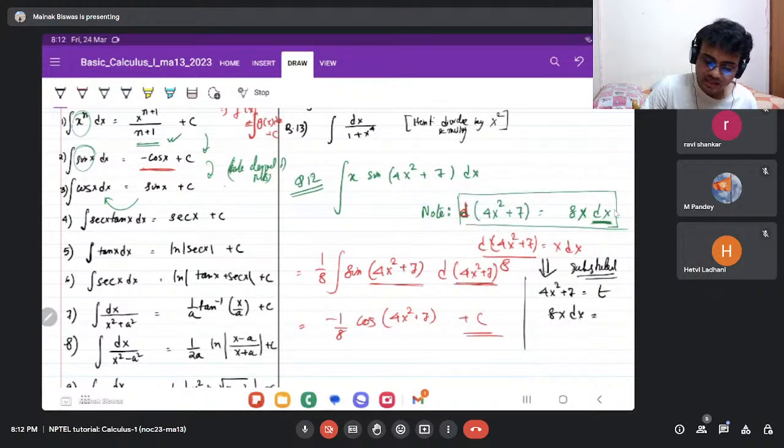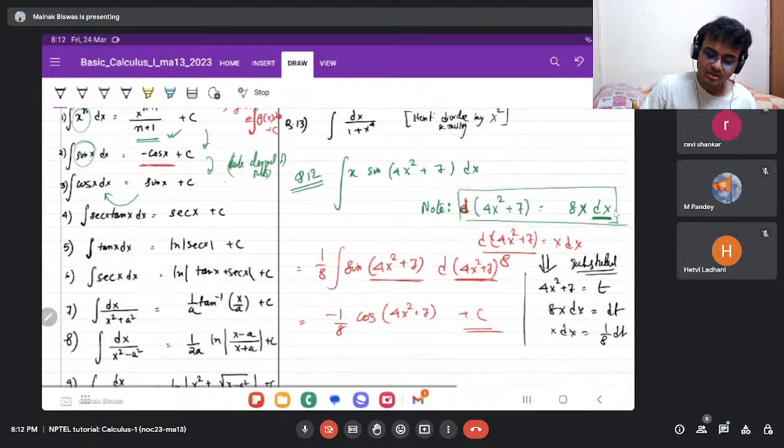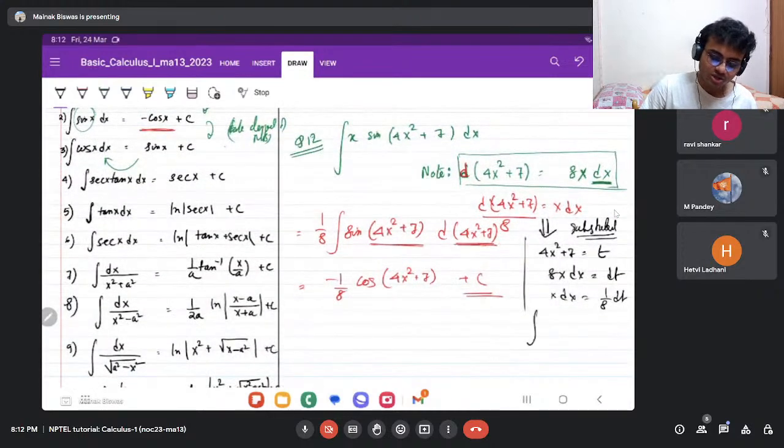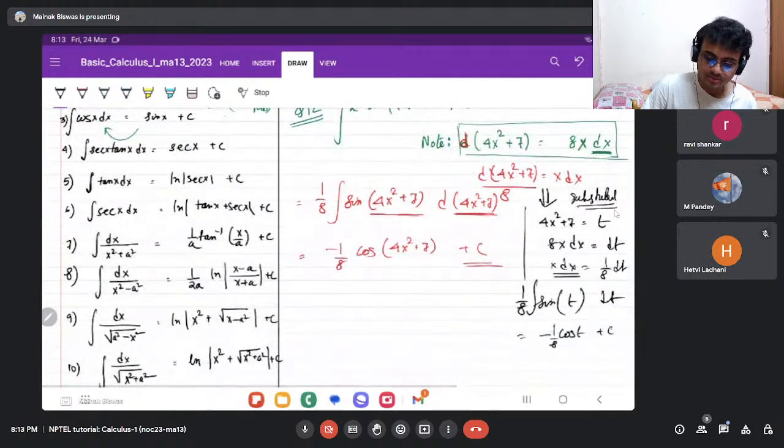8x dx is equal to dt, right? Now x dx is 1 by 8 dt, and I will replace the original equation. So x dx will be replaced by dt, and sine of 4x square plus 7 will be replaced by sine t. Agreed? So you will get minus cos t plus c, right? And then you put the value of t back. Okay?